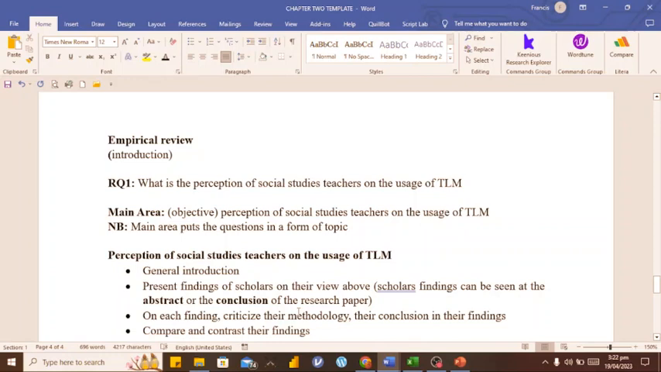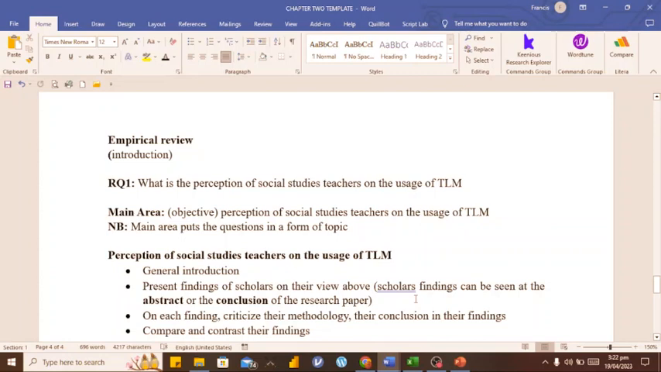Was their target population good? Was the instrument that they used in gathering data appropriate? Any gap that you think you have identified, you try to criticize. So you do this for all the various research. You can do almost 20 abstracts on the perception of social studies teachers. Then from these 20 abstracts, you try to compare and contrast.